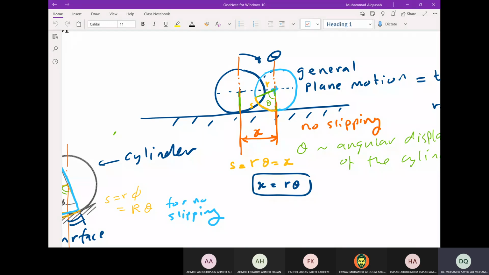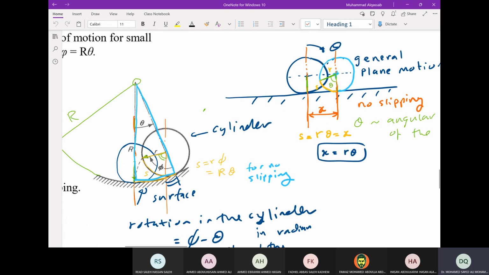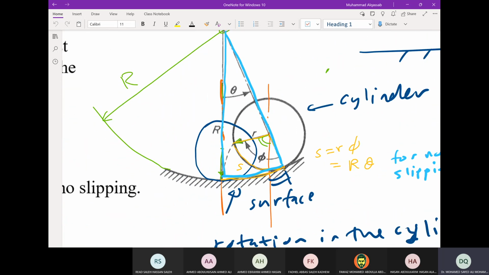Okay, and if there is no slipping, then the angular motion is theta, and the relationship between the horizontal motion of the center of gravity and theta is x equal to r theta. And we will do the same procedure here, applying it on this cylinder, which is rolling on a cylindrical surface with a radius capital R.